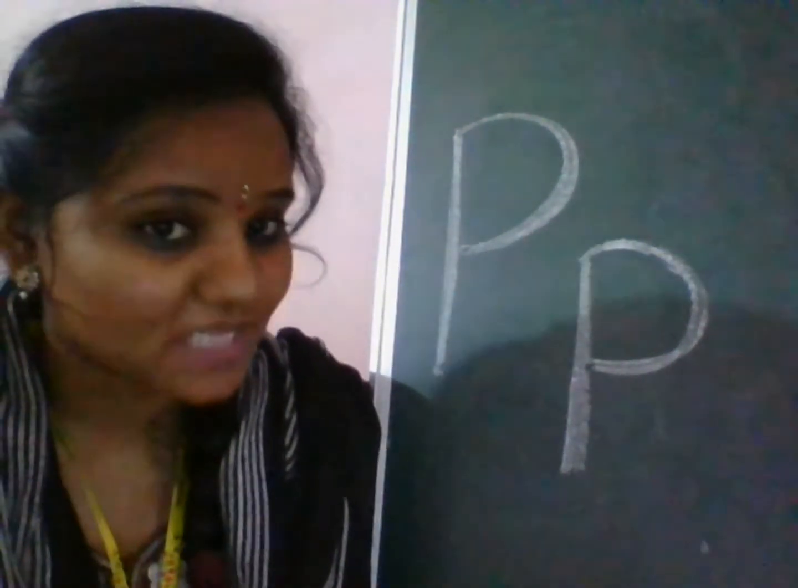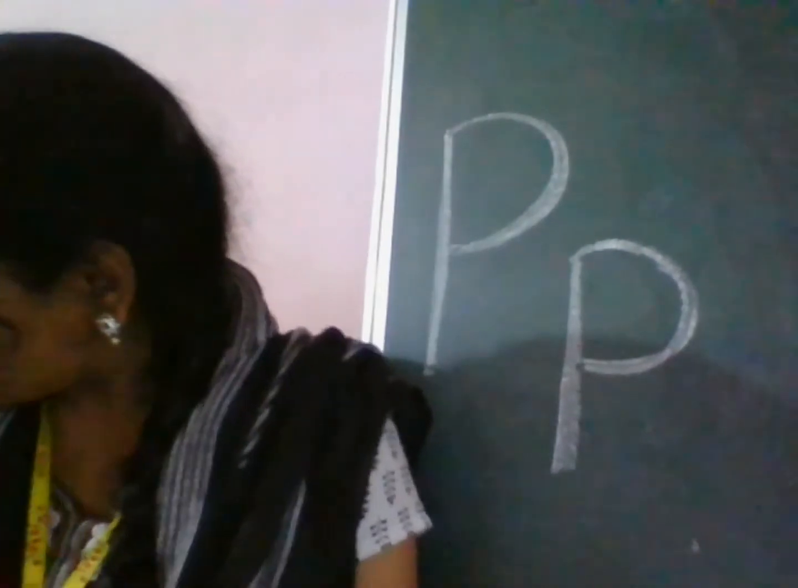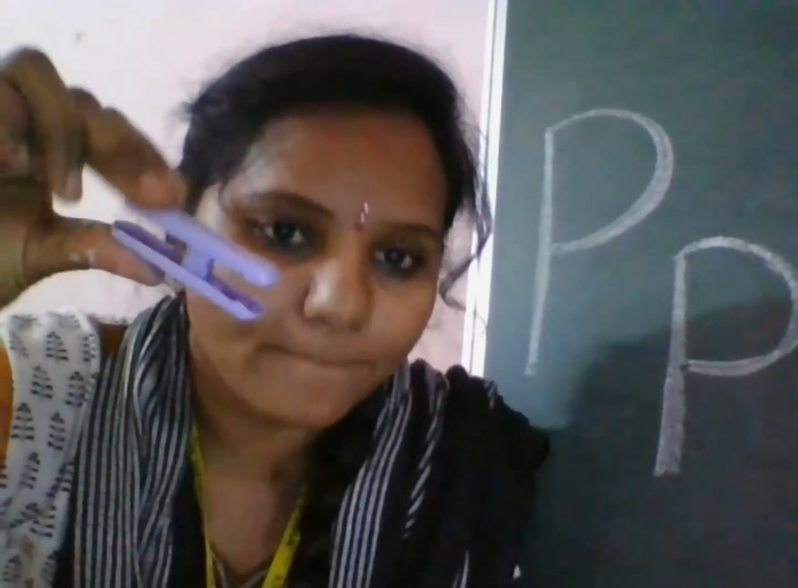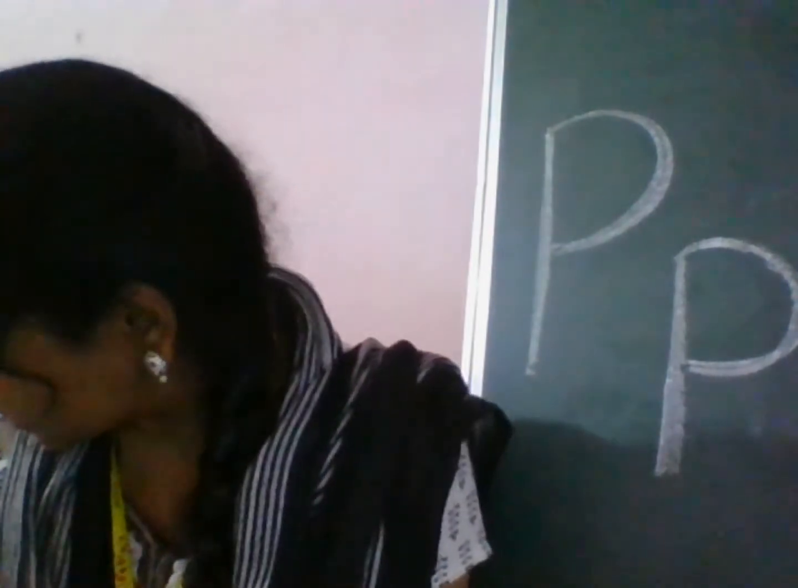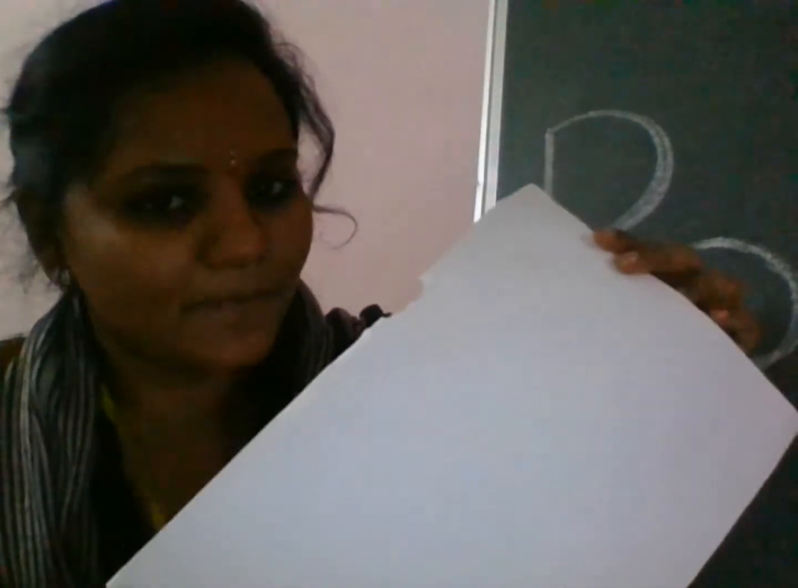P. What is the sound of P? P. P as P. What is this? Peg. This is called peg. P for peg. P for paper. What is this? Paper. P for paper. What is the sound of P? P. P as P.